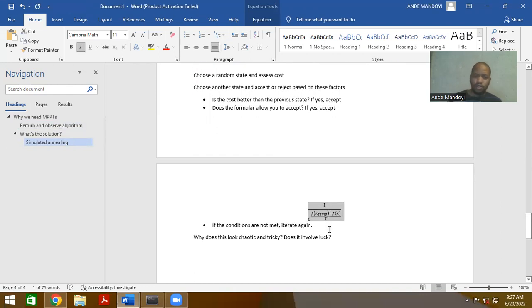Why does this look chaotic and tricky? Does it involve luck? It doesn't involve luck. It's a probabilistic method that has been used for numerous applications, and it works. Let me show you an example in Python.